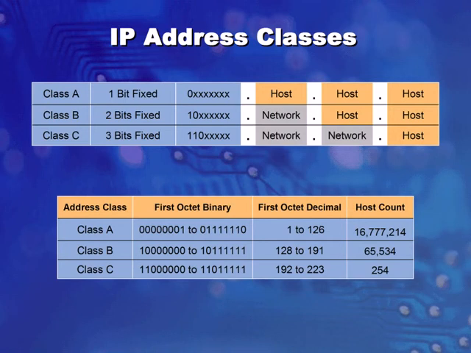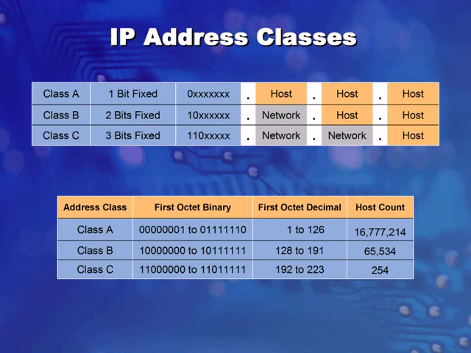And then lastly, we have Class C. Class C would implement a huge number of networks, but only a small number of hosts on each network, given that we've statically set the first 3 octets to be network bits, and the last octet, those last 8 bits, is set aside for hosts. Again, notice that we've subtracted 2 of the values for the host portion. We have a host count of 254 for a Class C network.